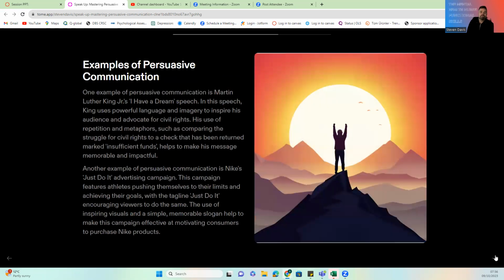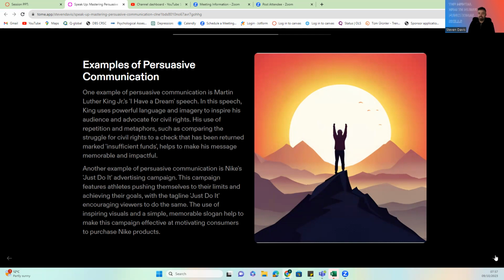So, examples of persuasive communication. One example of persuasive communication is Martin Luther King's I Have a Dream speech. In this speech, King uses powerful language to inspire his audience and advocates for civil rights. He uses metaphors such as comparing the promise of civil rights to a check that he had returned marked insufficient funds to make his message memorable and impactful.